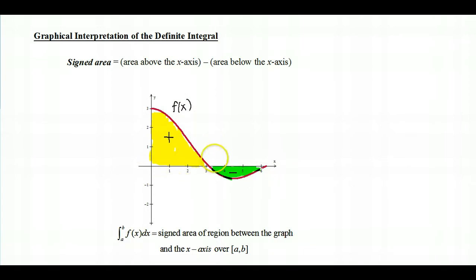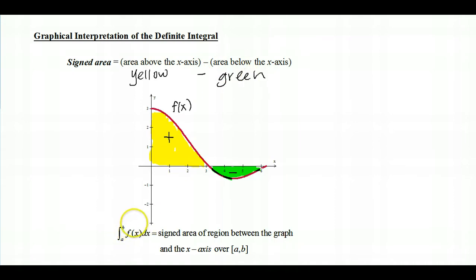So I don't know exactly what that number is, but looking at the colors, there's more yellow area than there is green. So all of this green, I can imagine, would cancel out the equivalent amount of area in the yellow, but there would be more yellow left over. So when I think about this graphical interpretation of signed area, it's all of the area above the x-axis, so yellow, minus all the area below the x-axis, so in this case green.